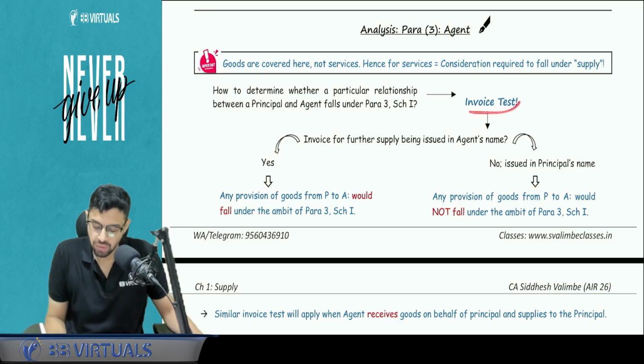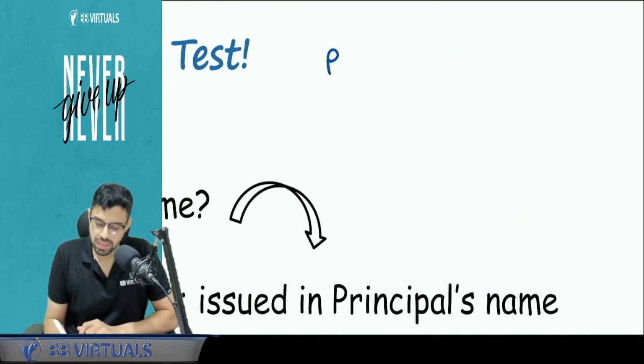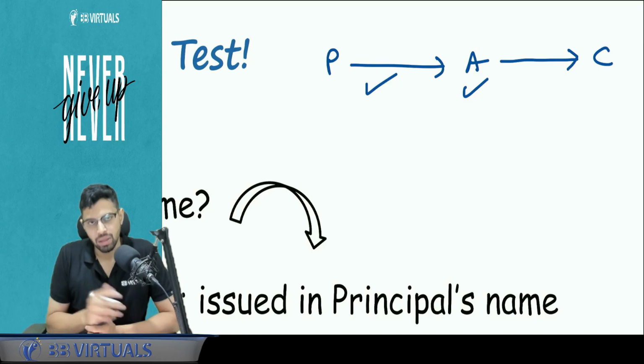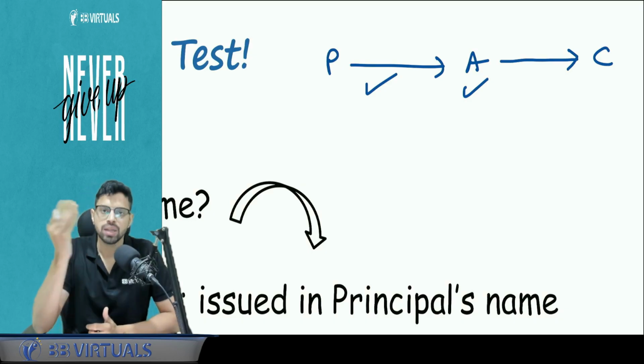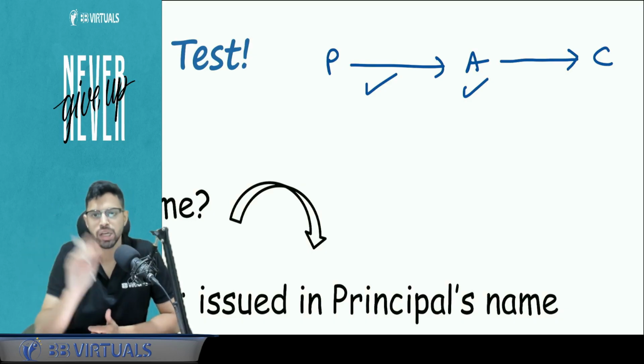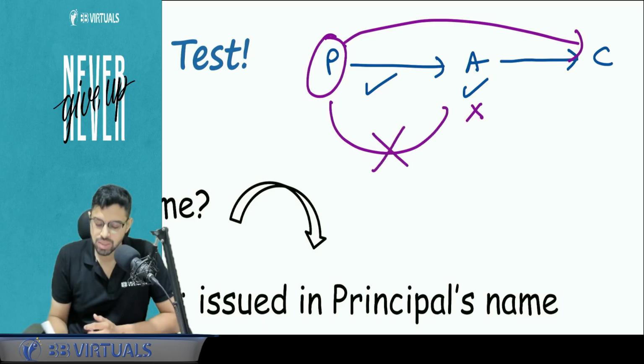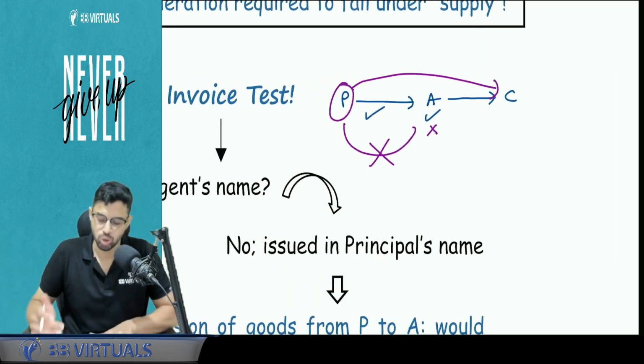So you just have to see this invoice test. Invoice for further supply means from agent to customer. So basically there are 3 people involved: a principal, an agent, and a customer. If the agent is giving the customer the invoice in his own name, in that case between principal and agent, even without consideration, paragraph number 3 will apply, for which technically we write that the agent is falling under the ambit of paragraph number 3 Schedule 1. If the agent is giving the customer an invoice not in his own name but directly in the principal's name, then between them this is not a supply. As simple as that. It can be a supply case, it can be a receipt case also.